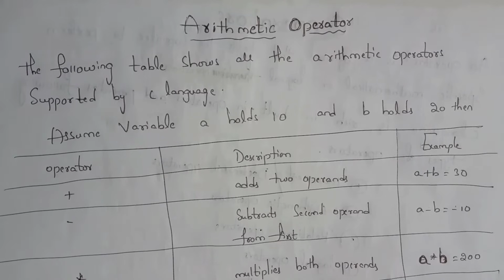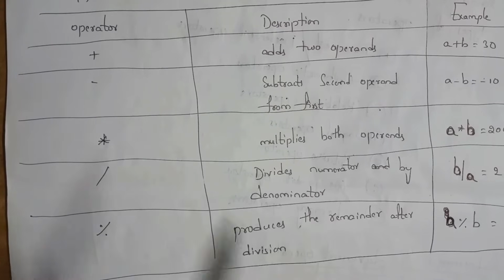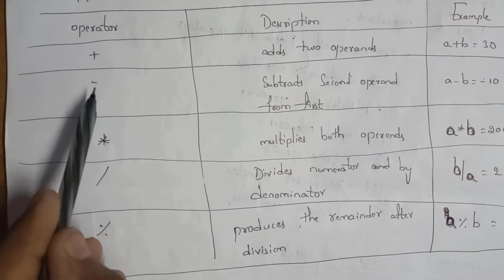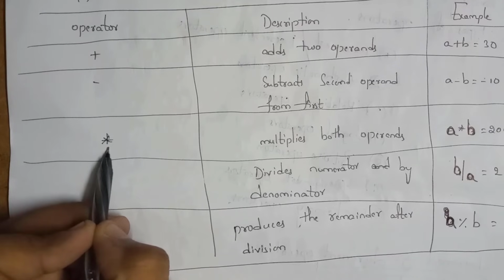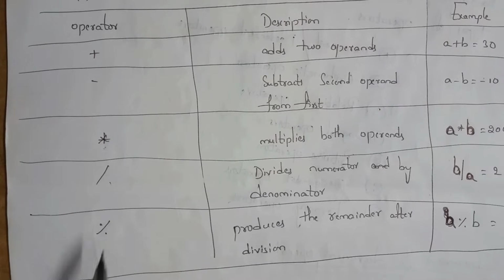Next I will explain arithmetic operators. Arithmetic operators are used to perform arithmetic calculations, for example addition, multiplication and subtraction. Totally there are 5 arithmetic operators. The first one is addition, for which we use the plus symbol; next is subtraction, for which we use the minus symbol; next the symbol for multiplication, which we call asterisk. Next is division, and the last one is modulus.